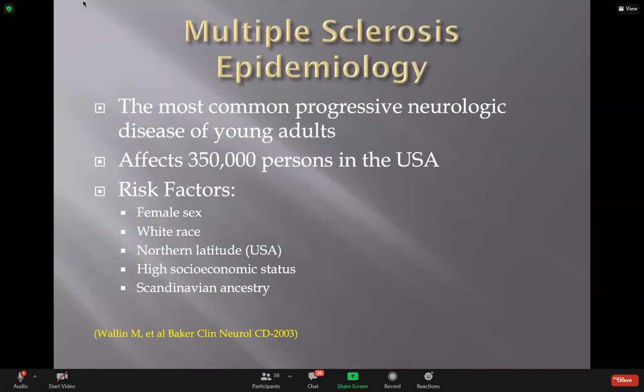It's the most common progressive neurological disease of young adults. It affects 350,000 persons in the USA. We've got risk factors such as the female sex, being of white race, living in northern latitudes, high socioeconomic status, and Scandinavian ancestry.